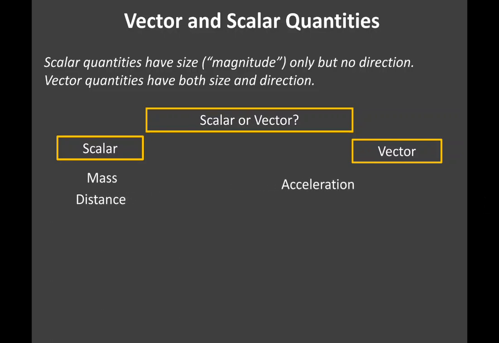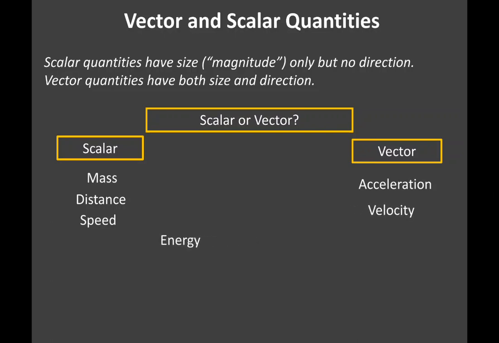Acceleration is a vector quantity because an object accelerates in different directions. It could be to the right, to the left, up, or down. Wherever acceleration happens, it's a vector quantity. Speed is a scalar quantity. Velocity, that's the difference between speed and velocity. Speed is a scalar, while velocity is a vector quantity.